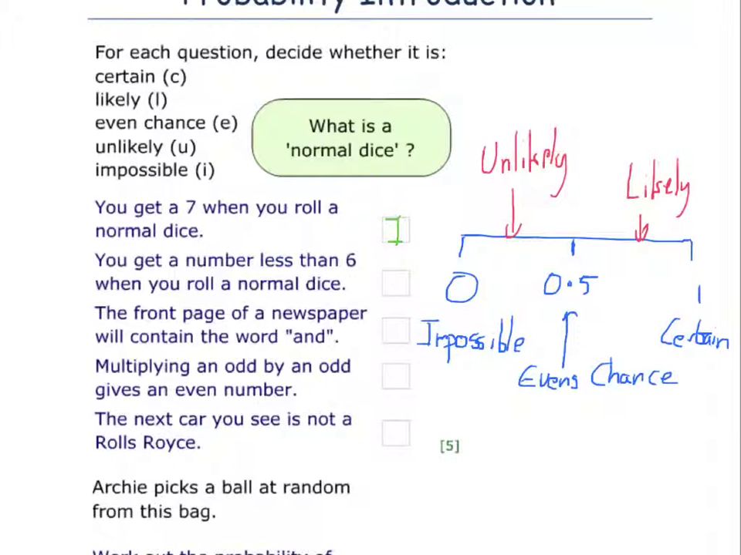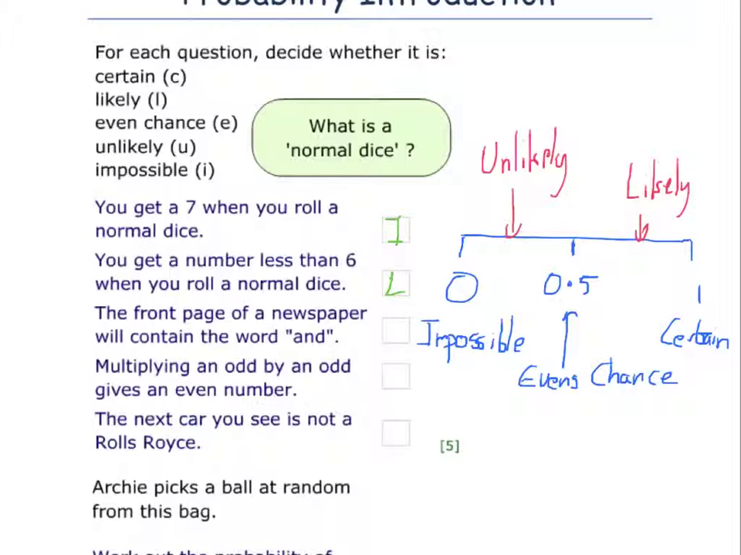You get a number less than 6 when you roll a normal dice. Less than 6 means it can't be a 6, but it could be a 1, 2, 3, 4, or 5. Well, that's most of the numbers. So it's very likely that you're going to get one of them. So we're going to label that with L for likely.